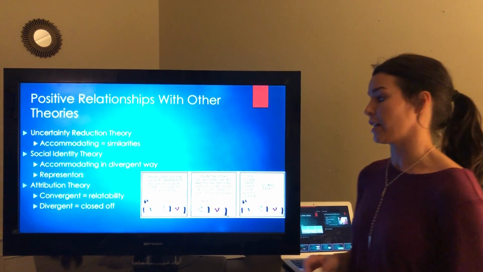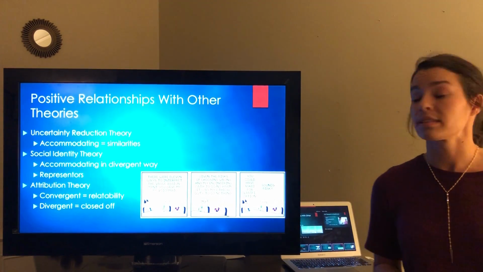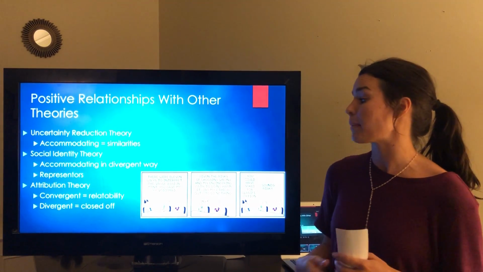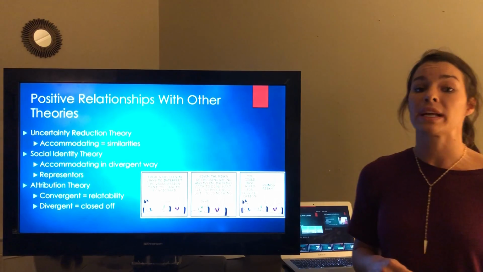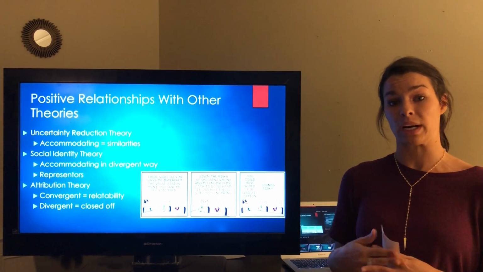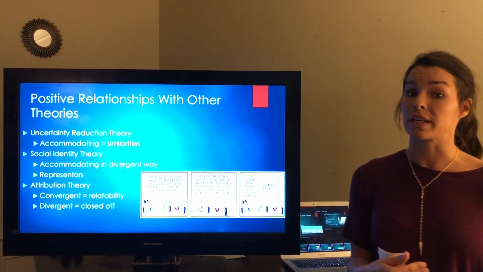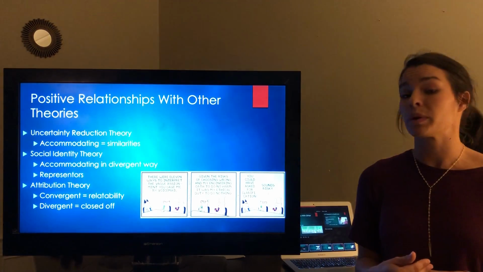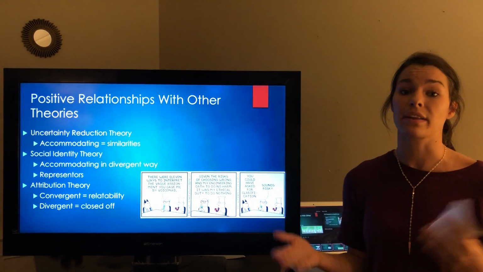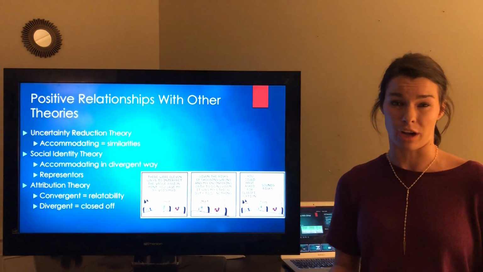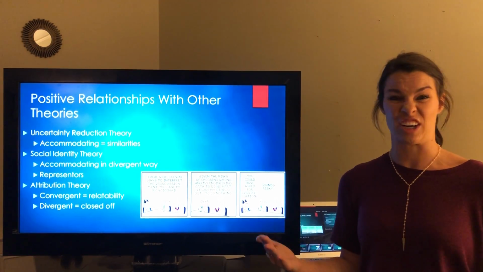Lastly, attribution theory. When we use the accommodation of convergence, we are trying to relate to someone else. On the other hand, when we're communicating divergently, we're showing the other person that the conversation is going to be more closed off and that we just don't want to hear it.